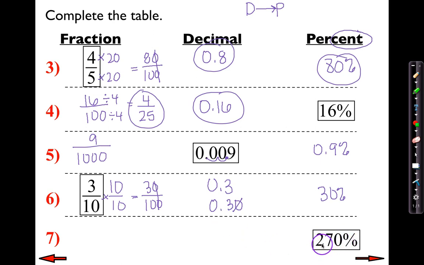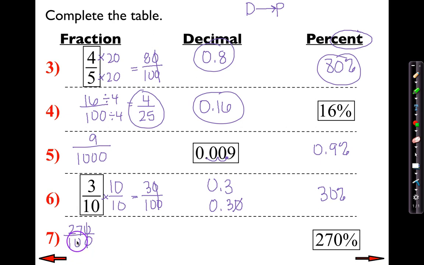Here we have 270%. Percent, still the same. It's still out of 100, so let's write that. 270 per 100. Hopefully you see that these 0s cancel each other out, leaving you with just 27 tenths.